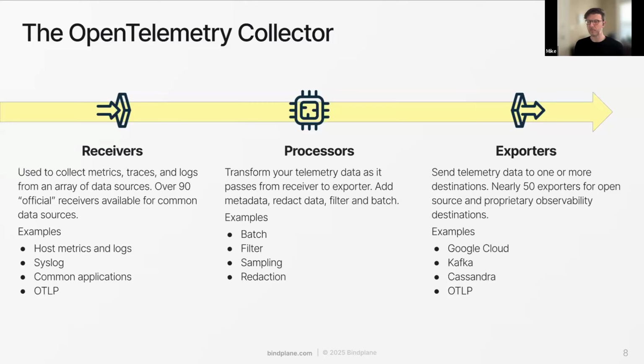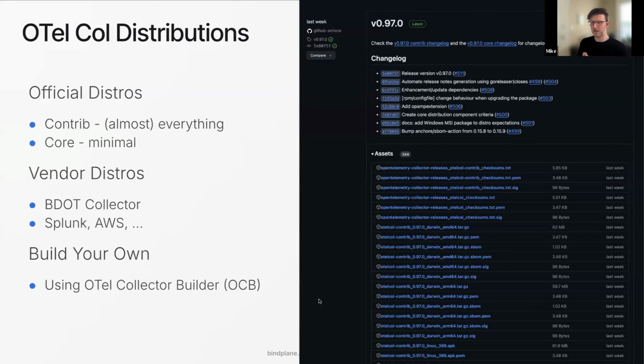At the processor level, this is where you can do things like transformation. So you're able to batch data, filter data, sample data, redact. That's all done with processors within OpenTelemetry. And then finally, exporters let you send that processed telemetry to one or more destinations. And again, there's a wide range of exporters and destinations supported, things like Google Cloud, Kafka, Cassandra, even the generic OTLP, the OpenTelemetry protocol, is supported at each stage. But it's very likely that where you want to send this data, it's going to be available as an exporter.